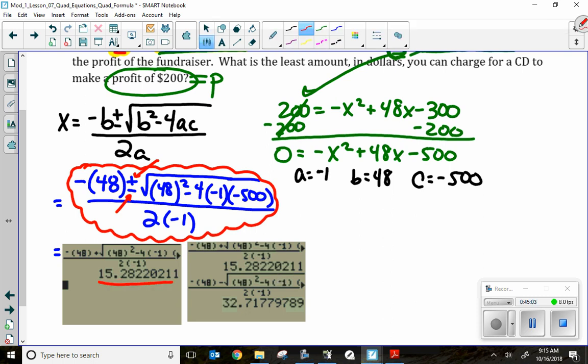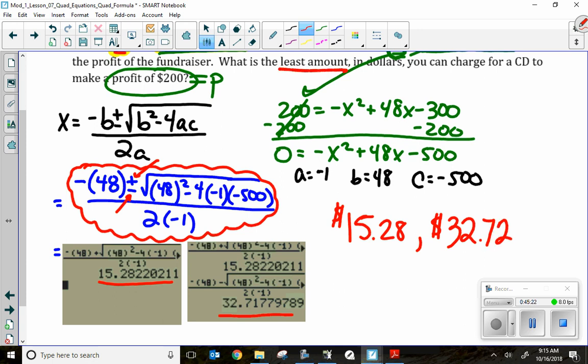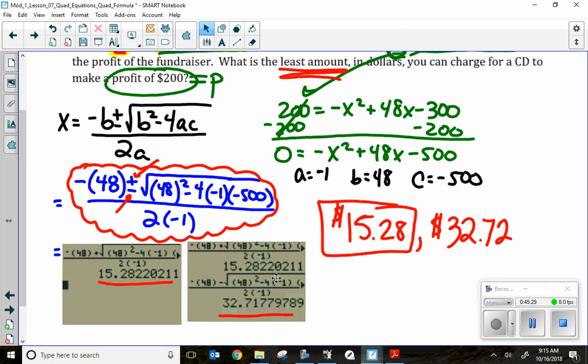Now, this is money. It should go 2 decimal places. So I can charge $15.28, or I could charge $32.72. All right? What is the least amount? This is smaller, so that's my answer. Whew, I like that calculator. Use it when you need it.